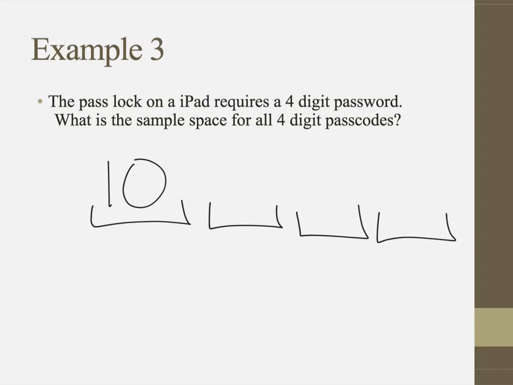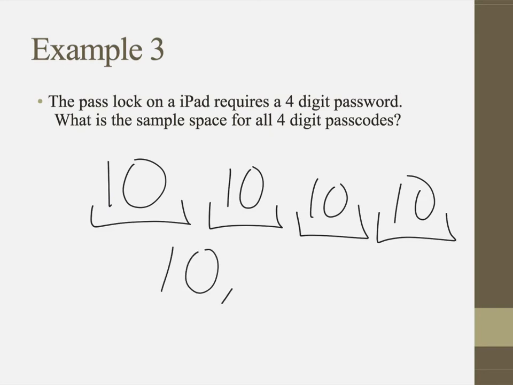Now the second one, how many choices do I have? 10. I can repeat numbers, right? And the same will go through the entire time. So if I multiply these 4 10s together, what do I get? 10,000. 10,000 possible outcomes, right? I have a feeling that your iPad will lock up before you try all 10,000, as a security measure. Otherwise, that wouldn't be very helpful.